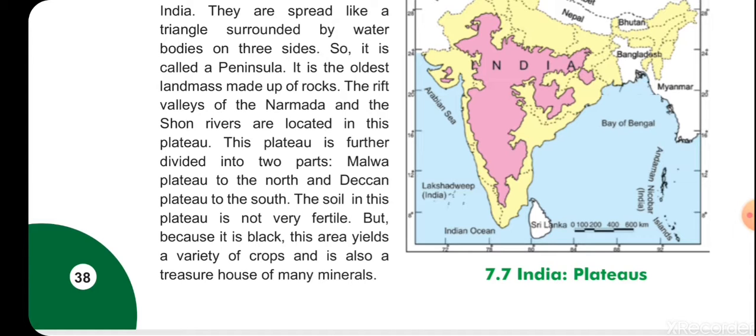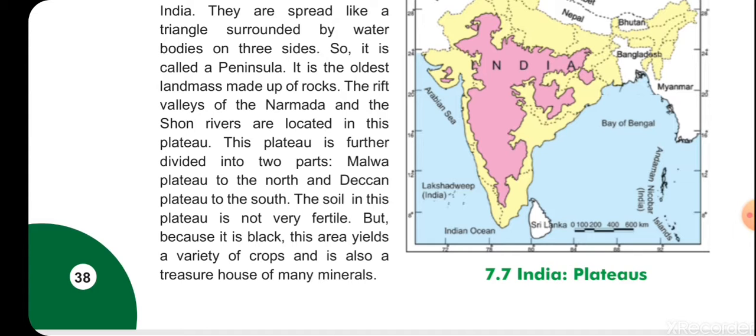Now they say that the central and southern plateau of India is very much like an inverted triangle. You can see this in the map that is given just beside it. These are the seas. There are seas on its three sides, so it is called a peninsula. An area of landmass that is surrounded by a water body is known as a peninsula.